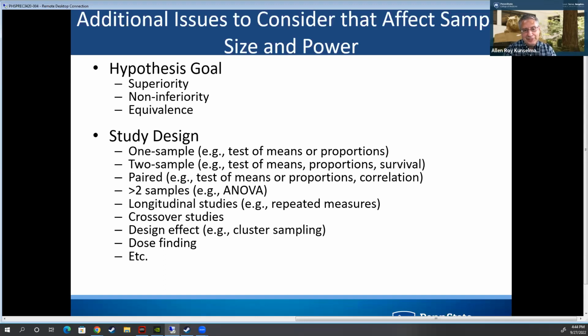Or you could have more complex designs, where you have 3 treatments. A subject could get treatments A, B, and C at different times. There are design effects like clustered sampling. Is it a dose finding study? So your study design really goes into how you calculate sample size and power.